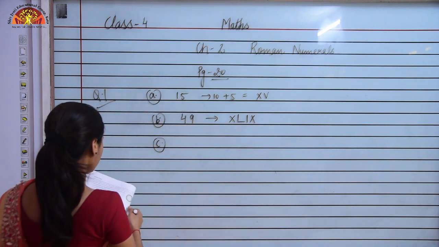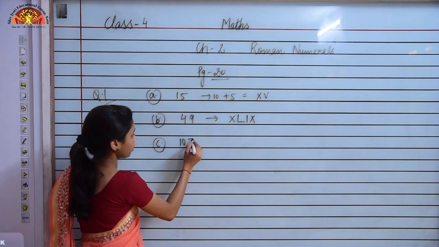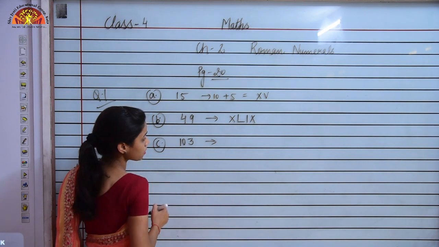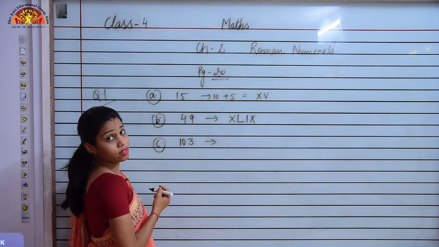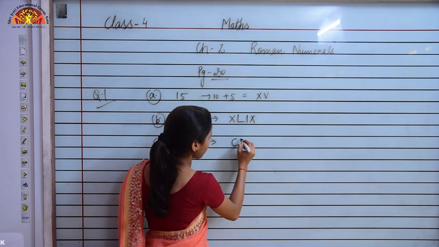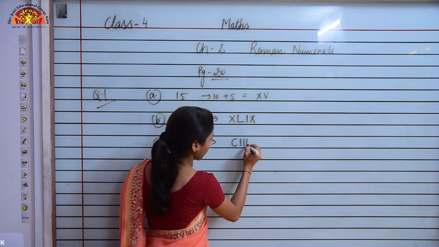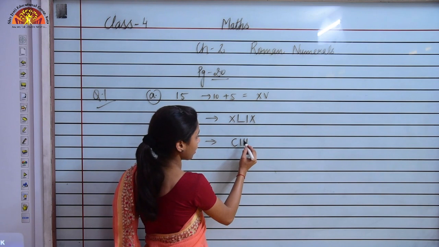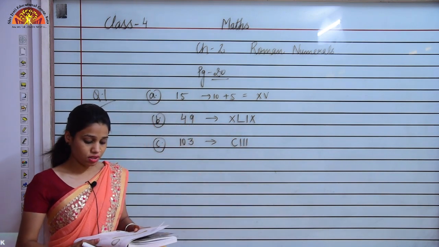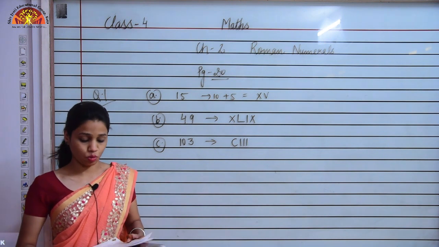Now C part is 103. See, now this is 103, that means 100 plus 3. So how will we write 100 in Roman form? We will write C and then add 3 to it. That is, we will write 3 I's. So this will be CIII. That is 103. Okay students, now let us see question number 2.